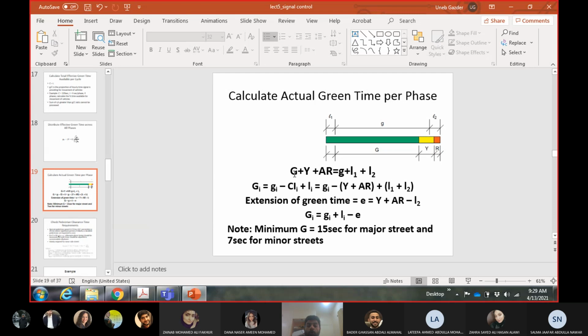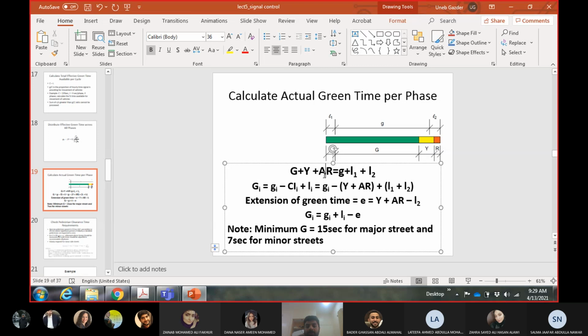So the total time available for a movement is G plus Y plus all red. You can move during green time, you can move during yellow time, and if you are in the intersection, you can move during all red time as well. So this whole thing is equal to effective green time plus the lost times. L1 means the startup lost time, the extra headway consumed by the first 3-4 vehicles in the queue, and L2 means the time which is not utilized by the vehicle at the end.